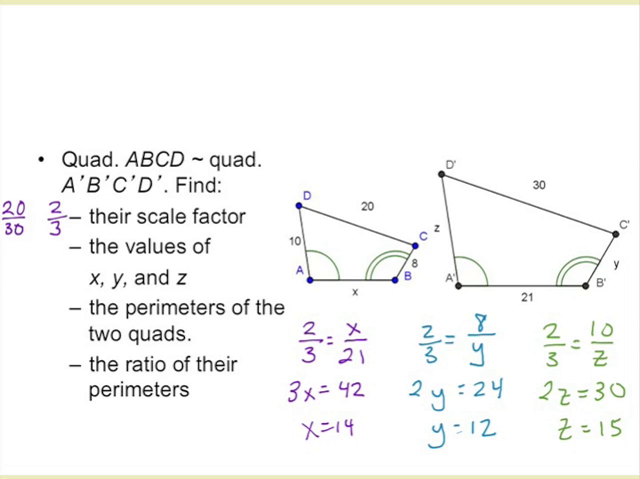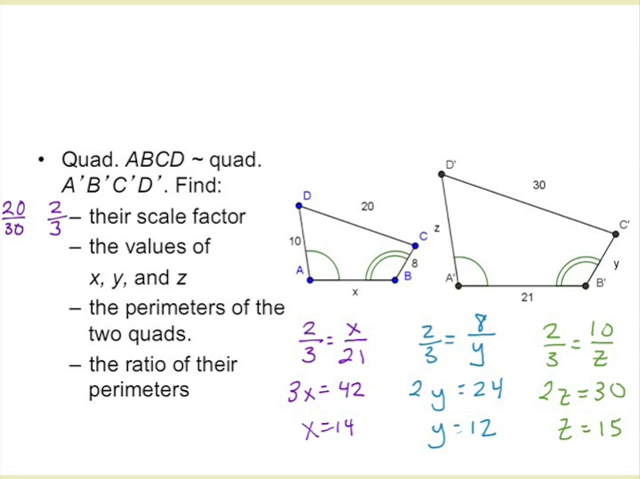Questions about how to solve for missing pieces? Yes. Wait, what's the scale factor? The scale factor is the ratio that all of the sides should share in common. The way we find it is by finding the pair of sides that we know the numbers for both of. So 20 and 30, and then set that up as a ratio and reduce it.